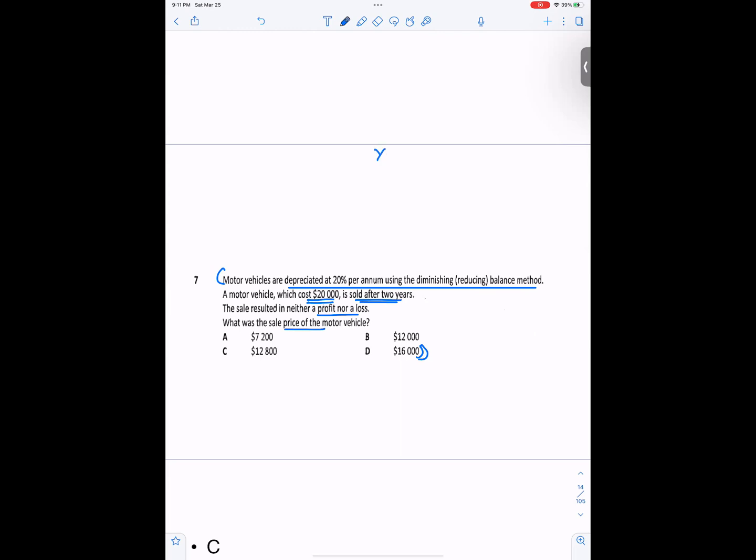Okay. So year 1, I have year, cost, depreciation, net book value. Year 1. What is the cost? 20,000. Depreciation 20% will become how much? 4,000. Net book value 16,000. Year 2. 16,000. Depreciation 20% will become how much? 3,200. What will be the net book value?